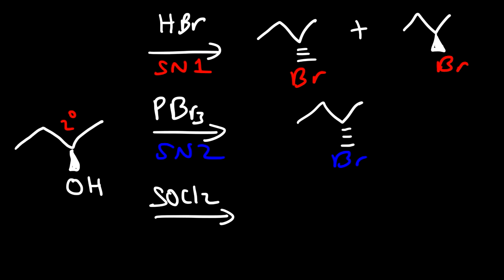For the last one, it's going to be an SN2 reaction as well. So we're also going to get the inverted product. Therefore, the chlorine atom will be on the dash. So make sure you know these reactions. They're very common.